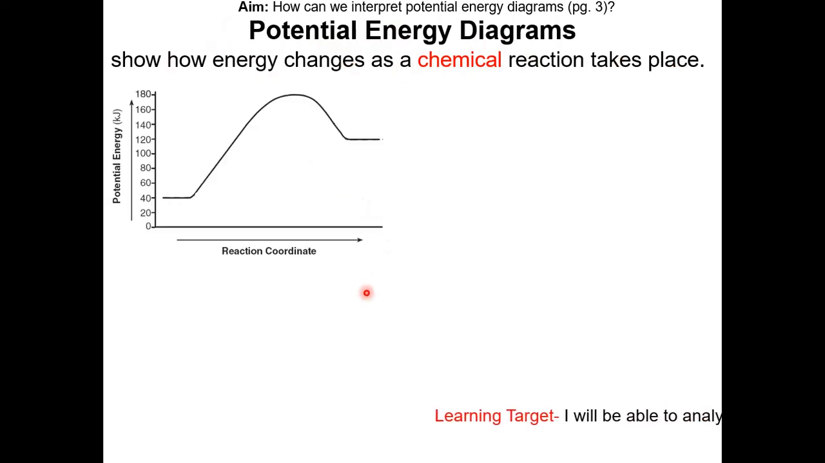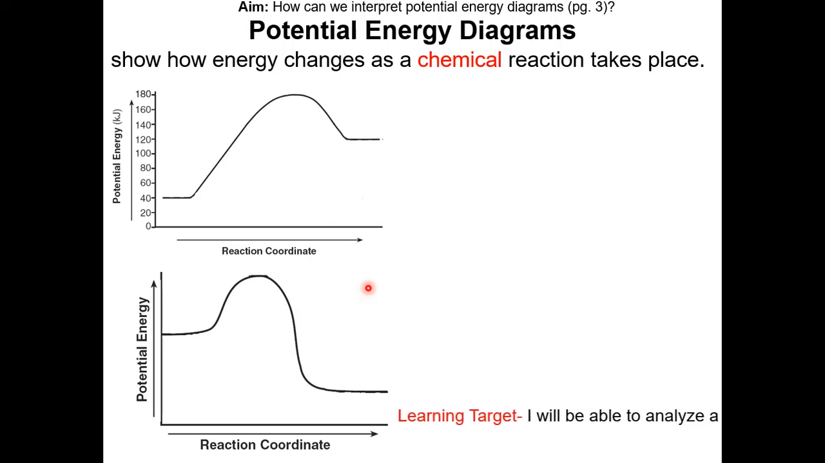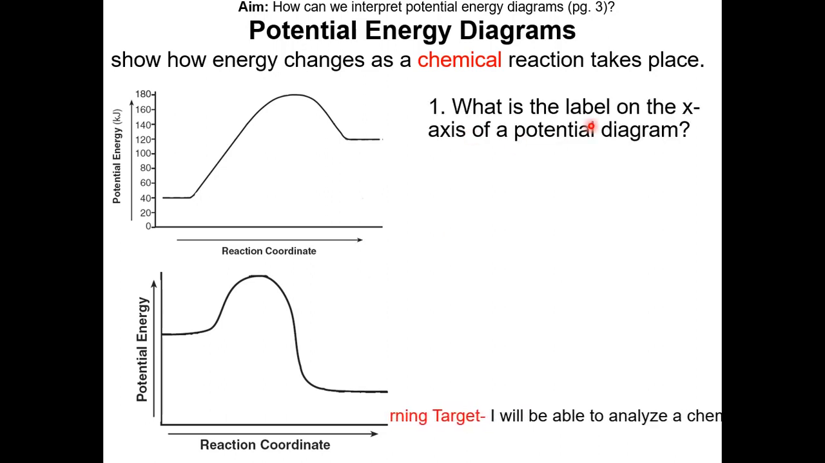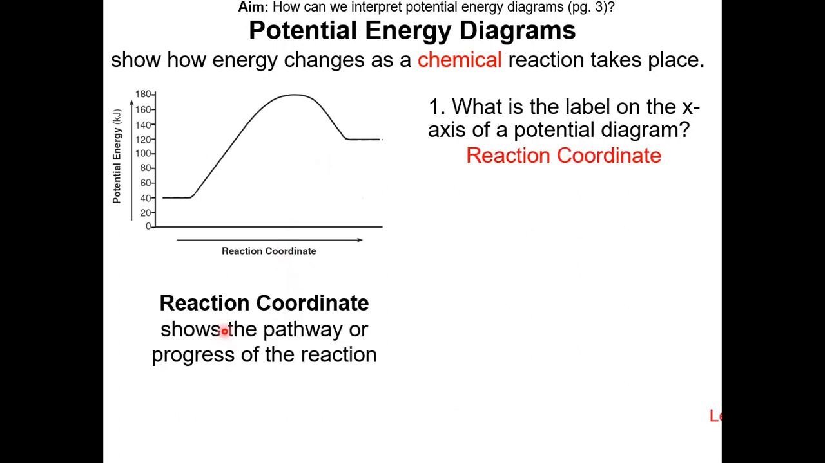Potential energy diagrams show how energy changes as a chemical reaction takes place. Here are some examples of potential energy diagrams. What is the label on the x-axis of a potential energy diagram? It is reaction coordinate. A reaction coordinate shows the pathway or the progress of a reaction. You start here, which is the reactants, and as you go from left to right, you make products.